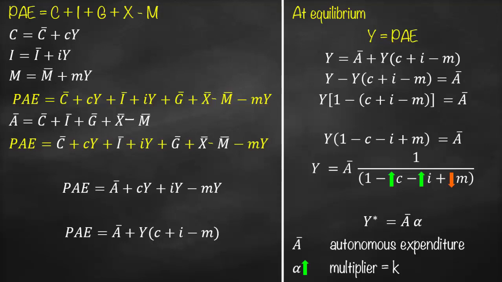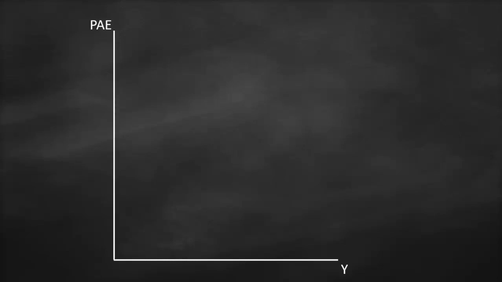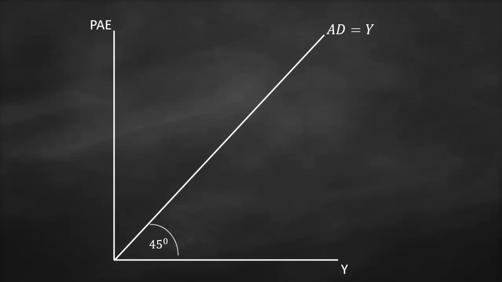Therefore, can we draw our aggregate expenditure model? Yes, we can. So in our x-axis we'll have our output, in the y-axis we have planned aggregate expenditure. So our output at equilibrium is a 45-degree line. Why do we call it a 45-degree line? Because we know that here at equilibrium our aggregate demand or aggregate expenditure is equal to our output, and that's why it must be a 45-degree line. So the value on the x-axis will be equivalent to the value on the y-axis.